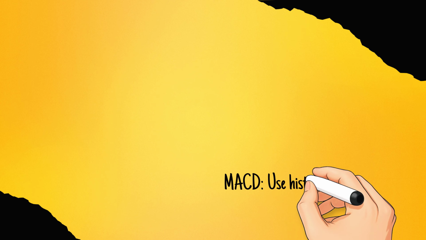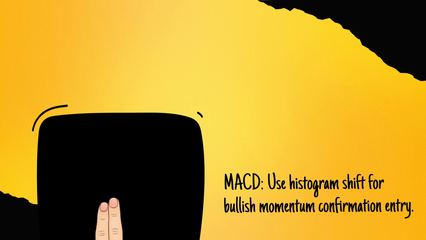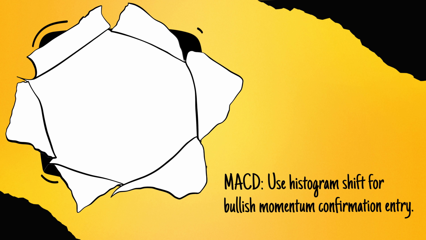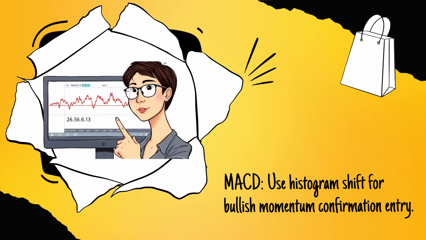Indicator 2, MACD, momentum confirmation. We use the standard MACD settings 12, 26, 9, but pay close attention to the histogram's shift. A bullish crossover on the MACD is your final momentum confirmation before entry.